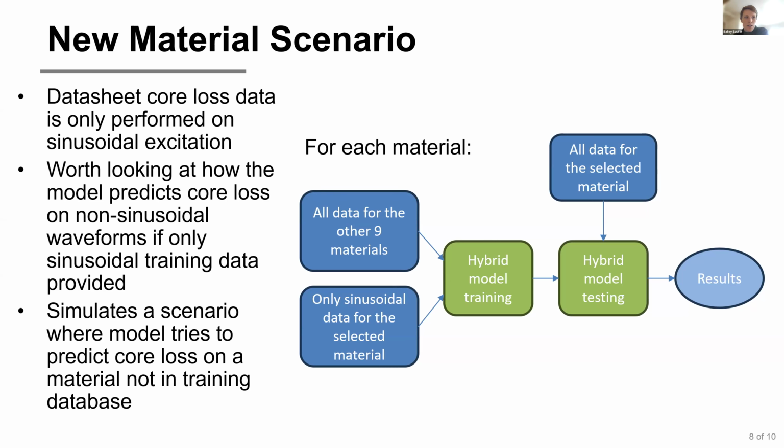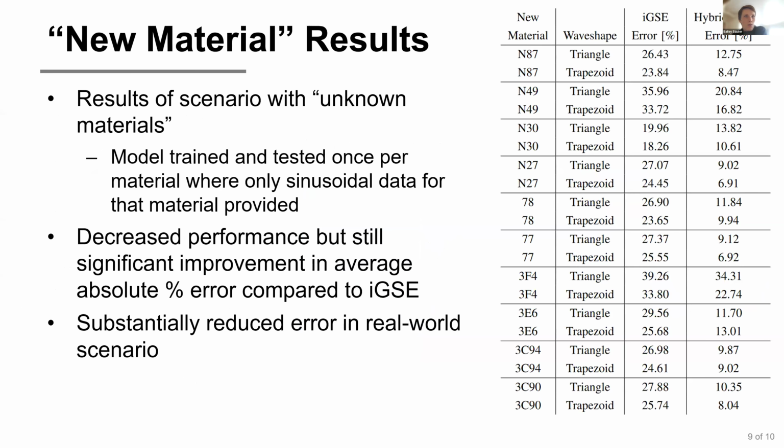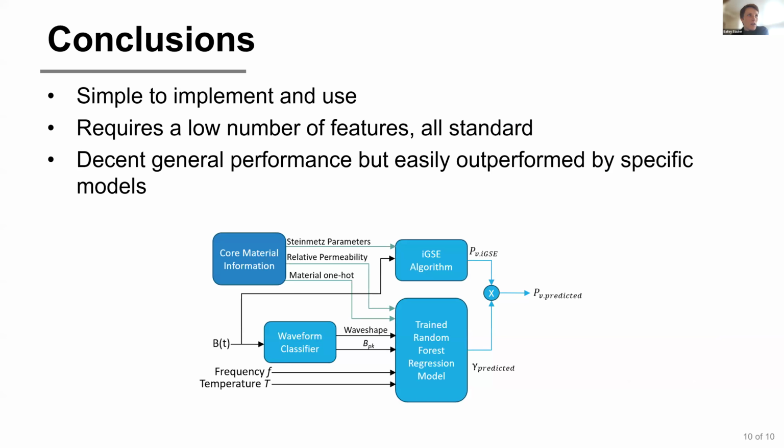still significantly reduce error, even if we didn't have this wealth of data that's provided by the MagNet challenge. And we were really pleased with the results of that, even though there is decreased performance relative to when you give it all the data. Still, in almost all the material cases, you're getting down to around 10% average error. And that's well under half what you're getting using the more traditional IGSE. So we were really pleased with the results of the scenario with the unknown materials. So in conclusion, our model's pretty simple, pretty fast.